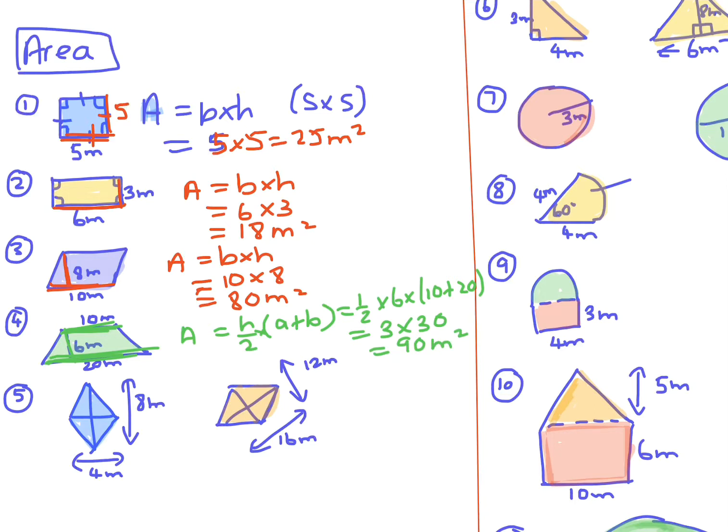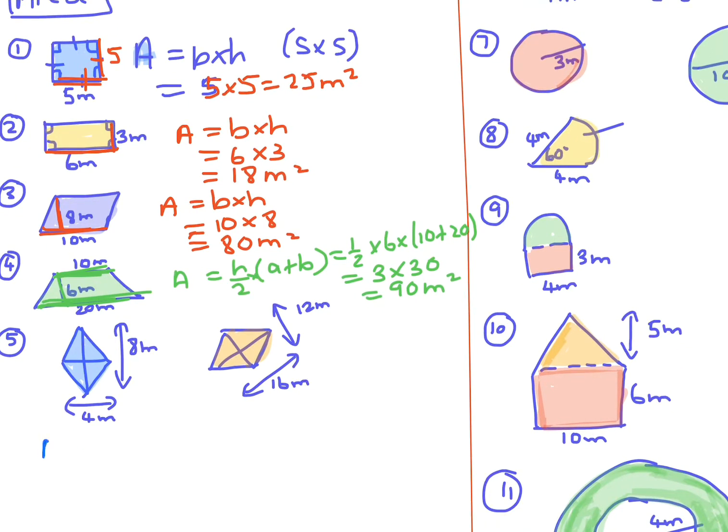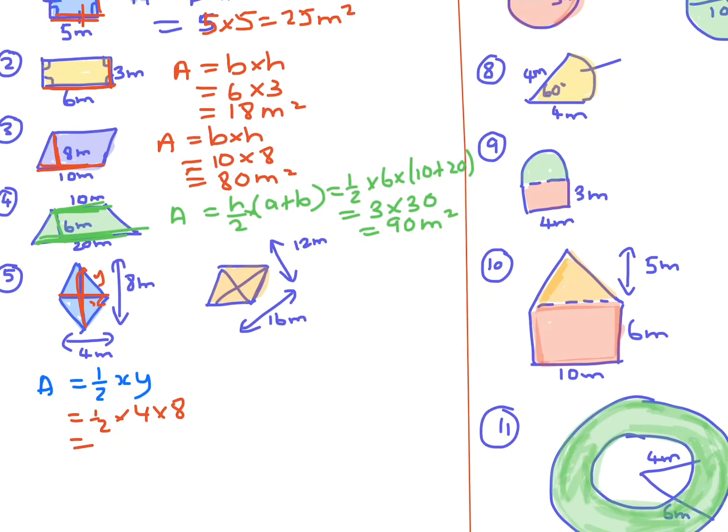Okay. Then we've got the kite and the rhombus. So that's going to be a half xy. And the x and the y are these diagonals. So that's the x, that's the y. So it's going to be a half times 4 times 8. So a half, you can put that straight into your calculator, but it's a half times 32, which is 16 meters squared.